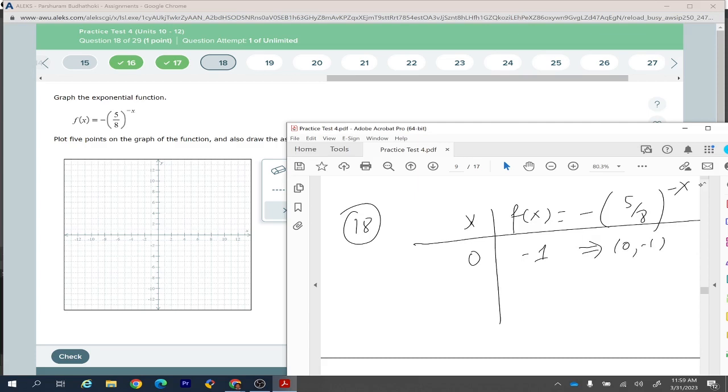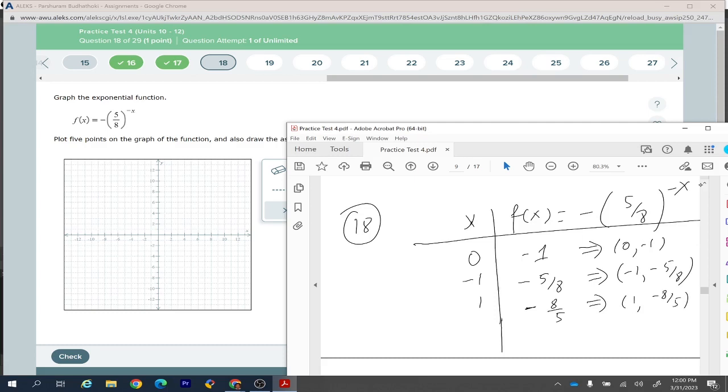Because it's negative, I'm going to choose some negative value, let's say -1 for x. If I replace x by -1, that negative and the negative already here become +1. So at -1, the value of the function is -5/8. If I choose x equal 1, then this becomes -1, which means you just have to flip the fraction. 5/8 to the power -1 becomes 8/5, so at +1, the value would be -8/5.